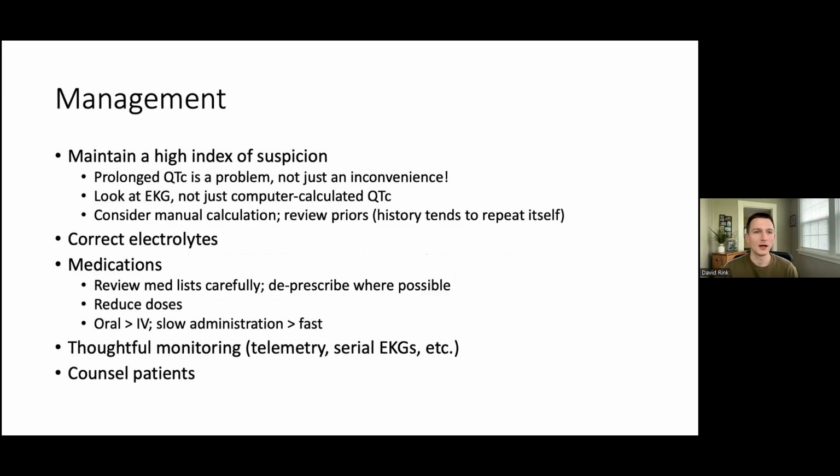So, how should we be managing this? And I think these are the principles that I wanted to highlight here, and we'll talk a little bit more about them as we wrap up. So the first thing is, I think maintaining a high index of suspicion is really important.